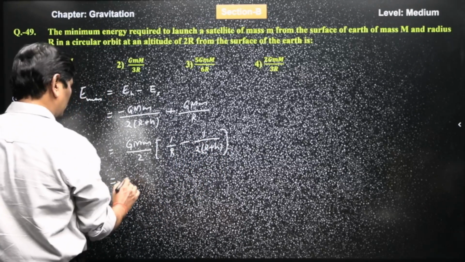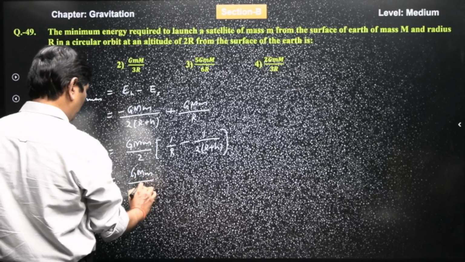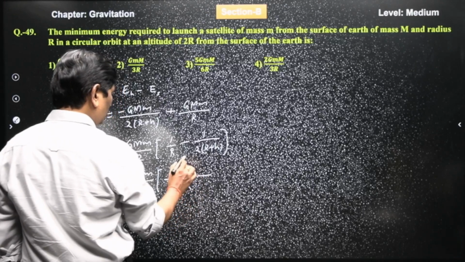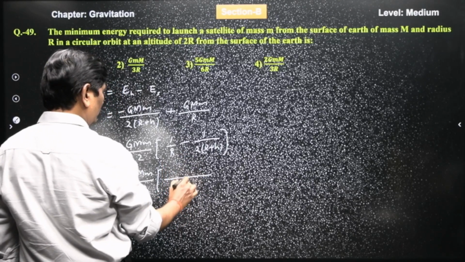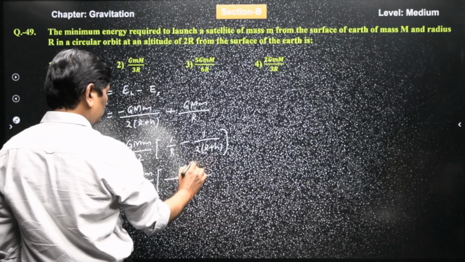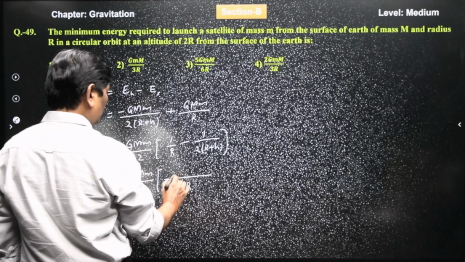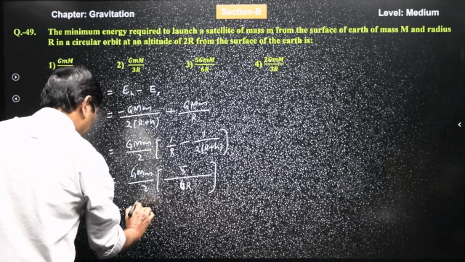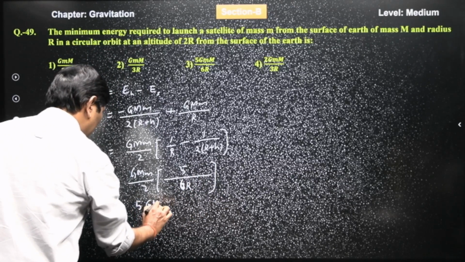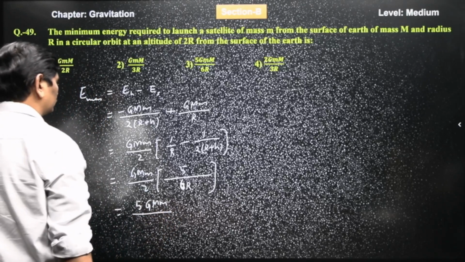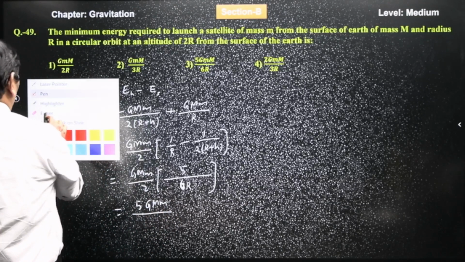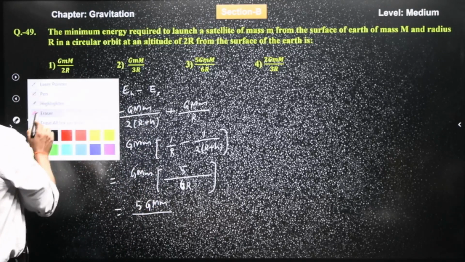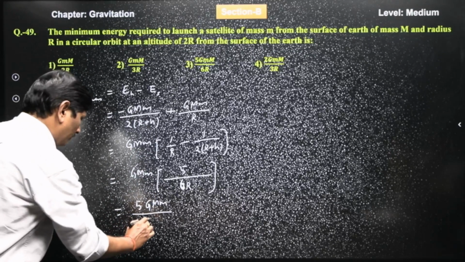h is given as 2R. So, GMm by 2 into, denominator you will get 3R, numerator 3 into 2, you will get 6R here. This is 6 minus 1, 5. So, 5 GMm by, I think there is no 2 here, only GMm is common. That is it. You will get 5 GMm by 6R.